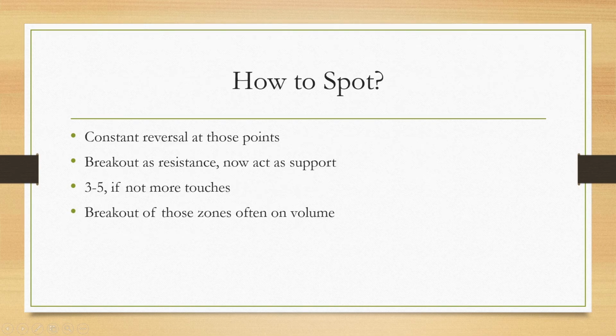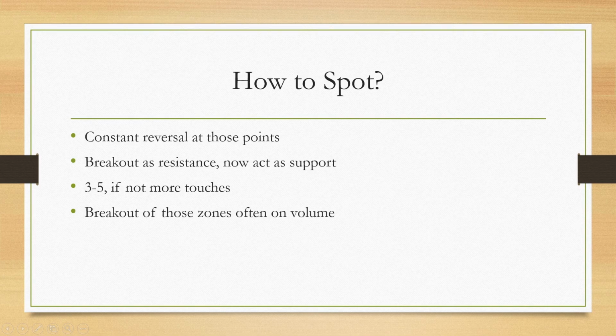So how do we spot these areas of confluence? There are constant reversals at these points. So it's very similar to just resistance or support. With support, it could constantly head back down and then bounce in that level and bounce multiple times. The next thing is that it could be a breakout, with resistance now acting as support, which I will show you in a couple of examples coming up soon.